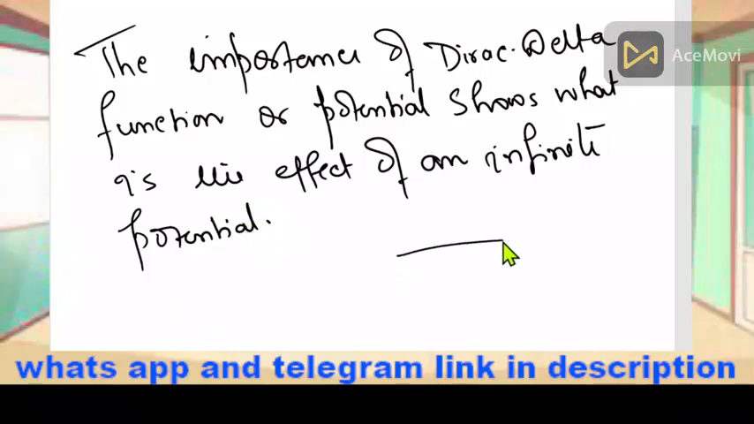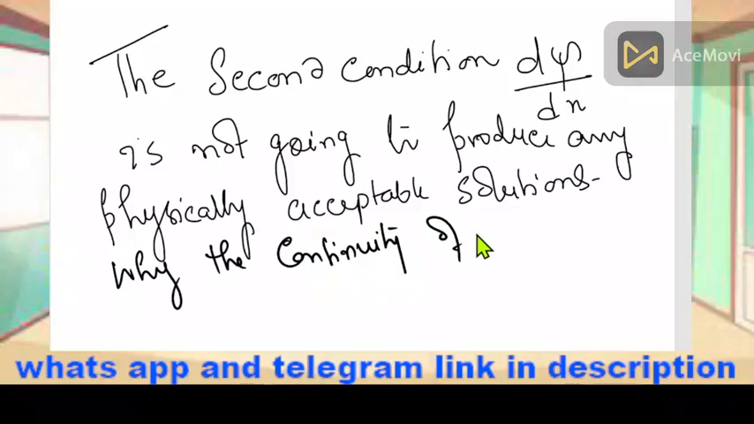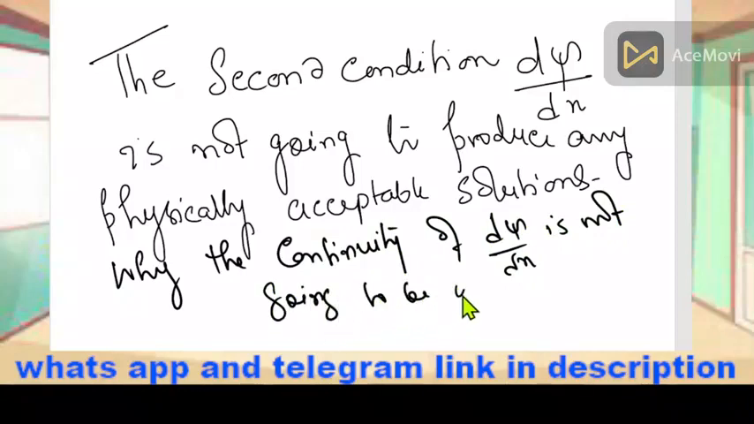In the earlier cases, we did not have this kind of situation where the potential suddenly increases in the form of a spike and goes to infinity. So let us try to understand. Now the second condition, that d psi by dx should be continuous, is not going to produce any physically acceptable or useful result. Why is it so? The question is why the continuity of d psi by dx is not going to be useful.